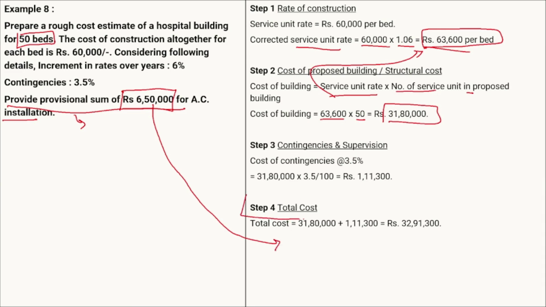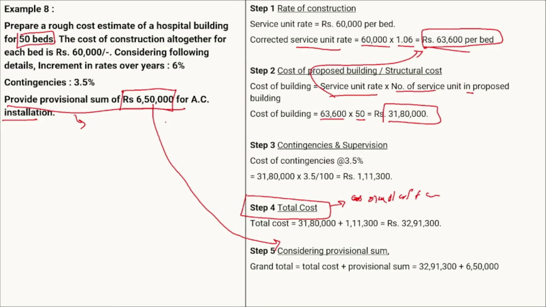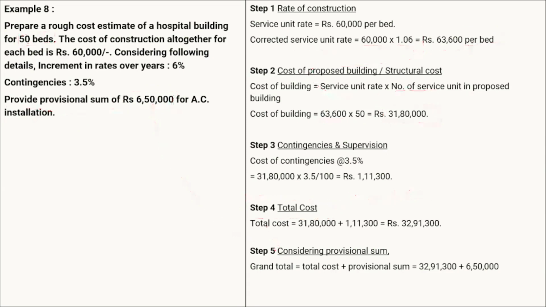Okay, whatever our final cost is, this total cost will be your overall cost, overall cost plus cost of the contingencies. Okay, so after the addition of all costs, we are going to take the provisional sum. Okay, so here considering the provisional sum is 6,50,000. Therefore grand total will be equal to total cost plus provisional sum. Total cost is 32,91,300 plus provisional sum is 6,50,000. Okay, so remember that if there is any mention of the third party, or if there is a mention of any provisional sum, whatever our provisional sum is, this needs to be added at the end of our numerical.